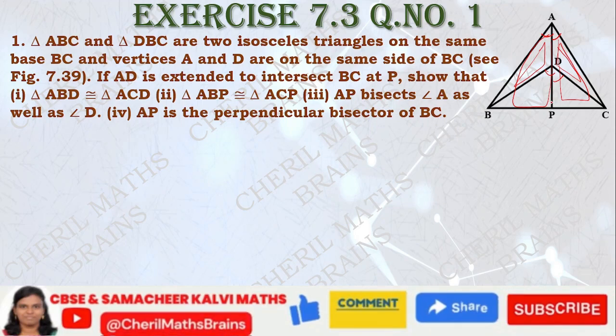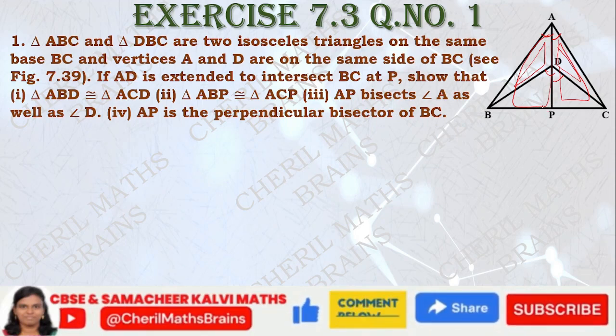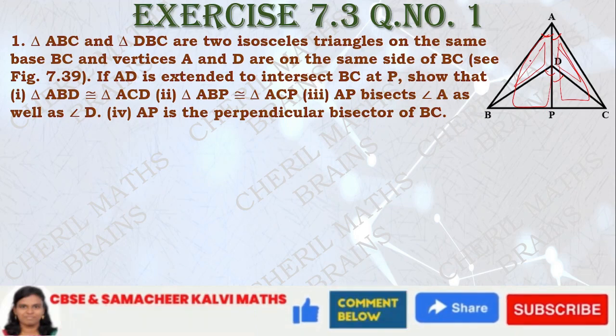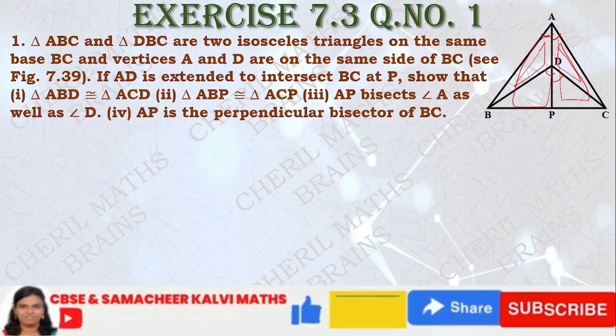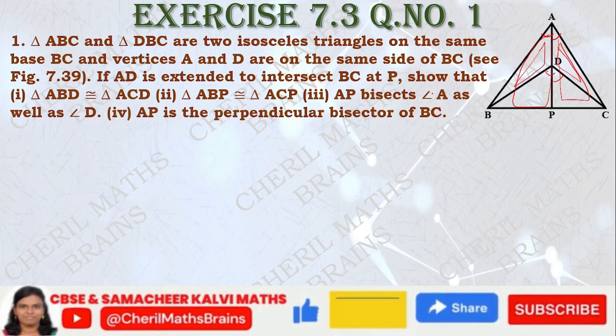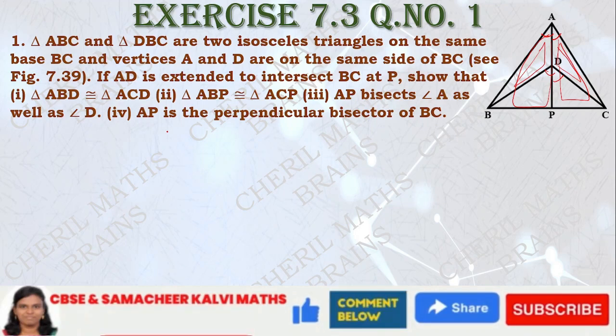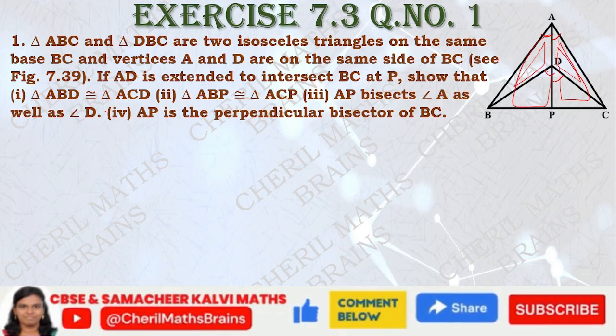So we'll have to prove all these, children. So we'll do it one by one. We'll do as per the order, and we'll try to prove that these two triangles are congruent, and then that AP bisects angle A and angle D, and then that AP is a perpendicular bisector. So first we'll consider this triangle ABD and triangle ACD, children.